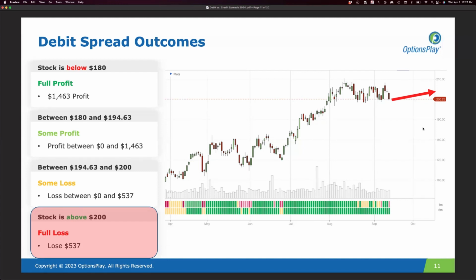And once we look at credit spreads and you see the difference between the two strategies, you'll see you almost never will be in a position where you have to choose between a debit or a credit spread. You will very easily tell based on your outlook which one of the two strategies makes sense for you. And hopefully this illustrates for you when you might want to use a debit spread.